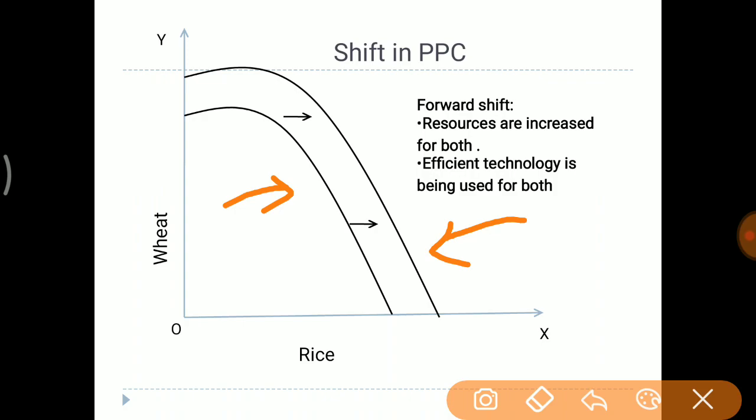First reason is this. Second, if efficient technology is used for both goods. Suppose I had a land where wheat and rice were being grown. Now I move towards modern technology, and modern technology is applied on both goods, on wheat also and on rice also. So there would be a forward shift in the PPC as the production is increasing.